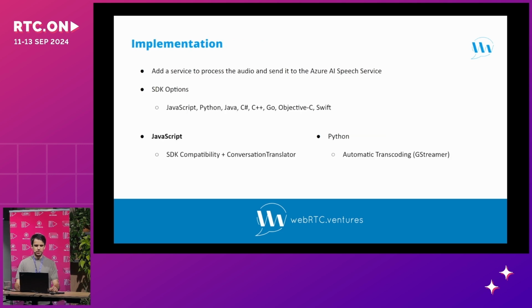And well, the implementation, as I mentioned, is to add a backend service that processes the audio and sends it to the Azure AI Speech Service. We had multiple SDK options to choose from, but the ones we considered were JavaScript and Python. The good thing about JavaScript is that we could use the same SDK from frontend and backend. And it offered the conversation translator class, which I'll explain later, and it's not available in Python or other SDKs. And the good thing about Python is that it does automatic transcoding using GStreamer, because it supports compressed audio, and JavaScript does not support compressed audio formats.